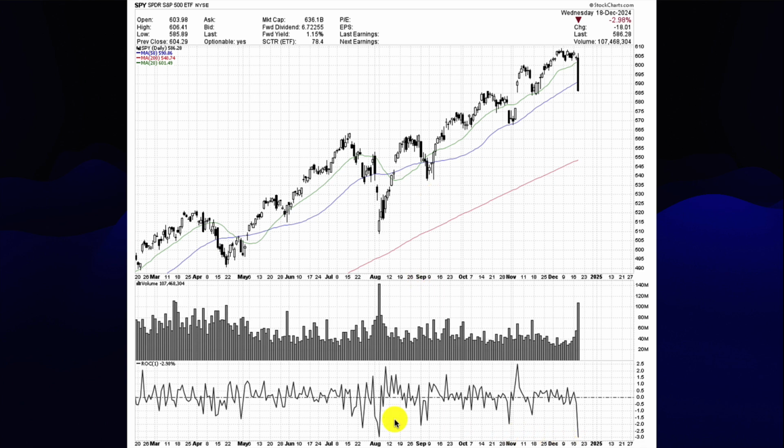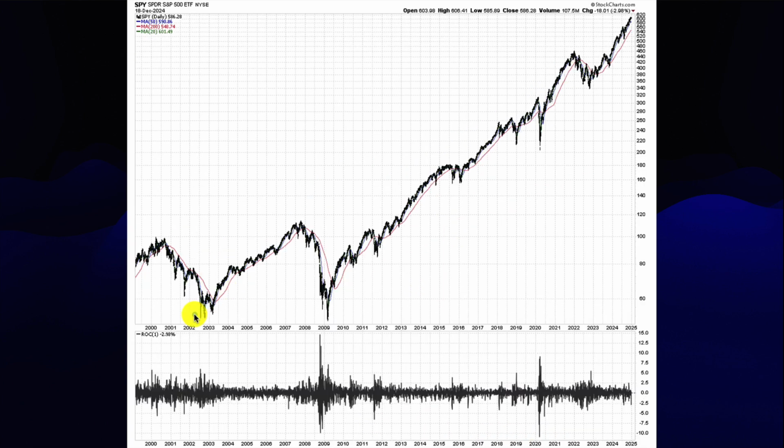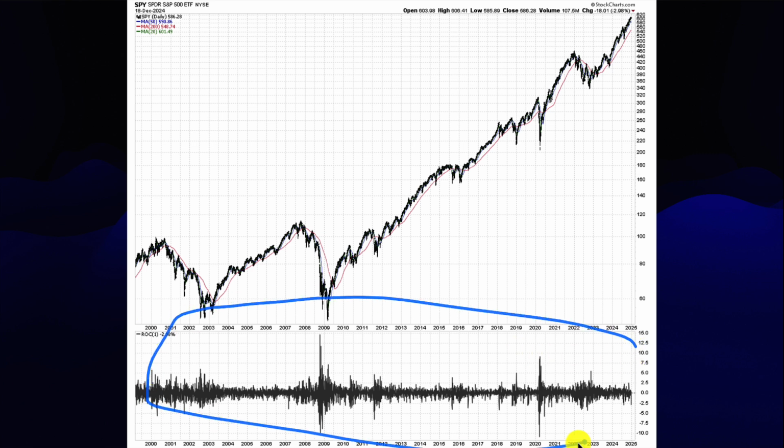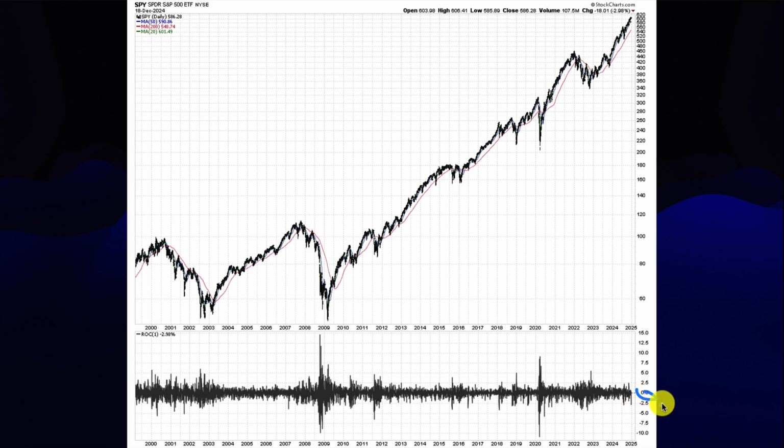Okay, so when we see big days, if I zoom out and we're just looking at a one-day rate of change dating back to like 2000, and this is, like I said, one-day rate of change. So when it's above the zero line, that means it had a positive day. When it's below the zero line, it has a negative day. But what do you notice? This is what I mean by the rubber band effect.